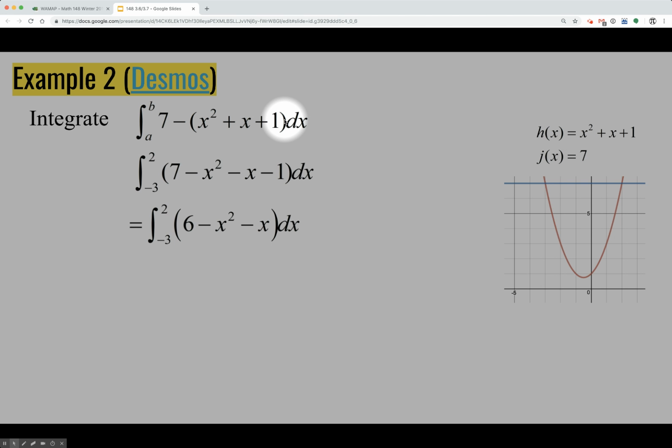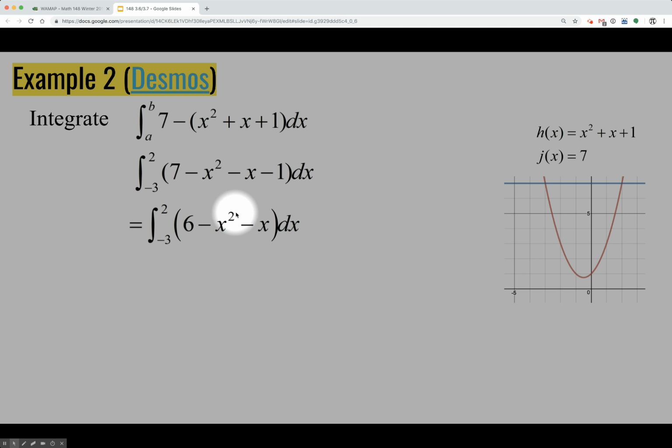Let's do a little bit of careful algebra. The negative sign gets distributed, so we have -x squared down here. The negative of +x gives me -x, and the negative of +1 gives me -1. And then combining like terms, the constant terms, I have 7 minus 1 is equal to 6, and then minus the x squared minus the x. So now I have a polynomial.